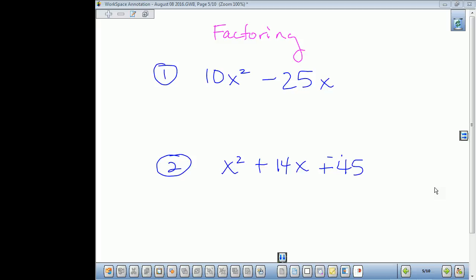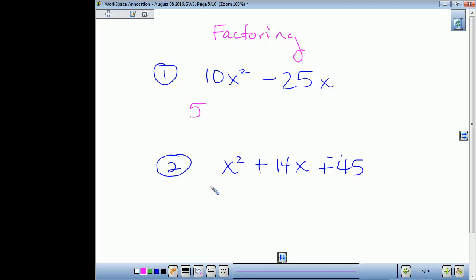All right, so here we have 10x squared minus 25x. The first thing we always look for is, does a polynomial expression have a greatest common factor? Is there something that can divide into the terms that are there? Is there a number that divides into 10 and 25? 5. Yes. So we're going to factor out that 5.